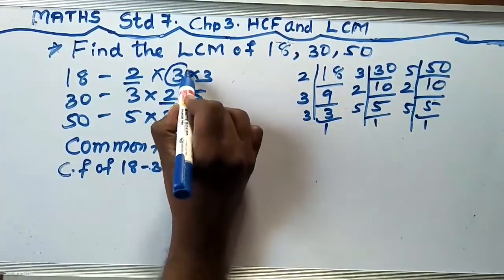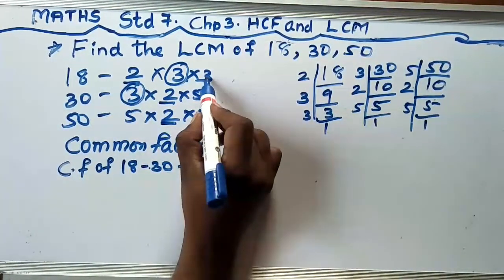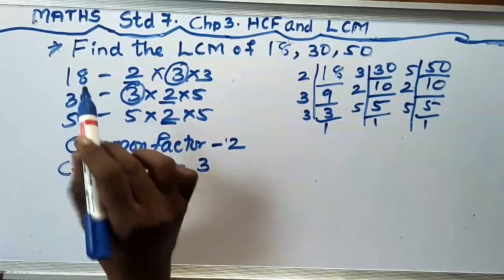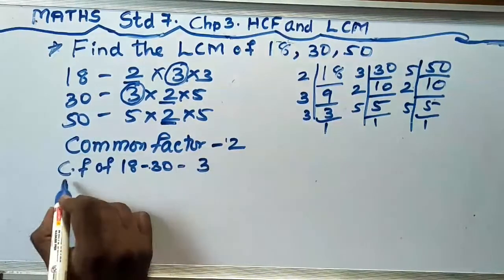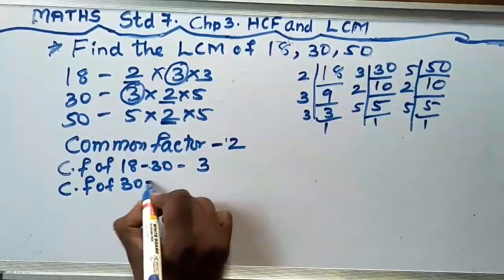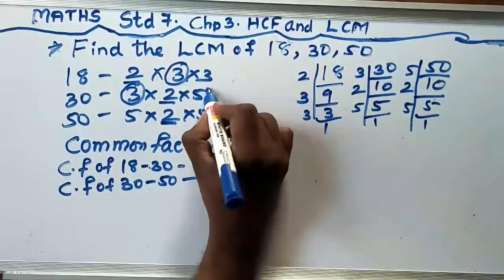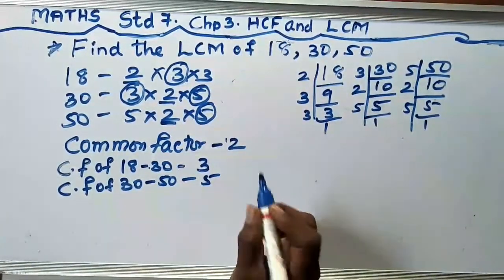I'll circle here 3, 3. Then here, no common now. So 3 is common in 18 and 30. Next, 30 and 50. Common factor of 30 and 50. In this, which is common? 5 is common. 5 and 5. I have written here 5.